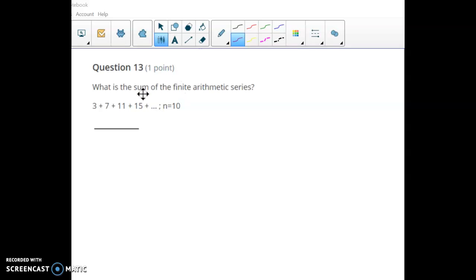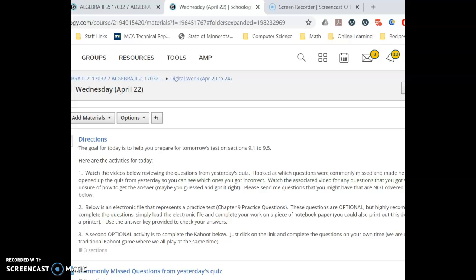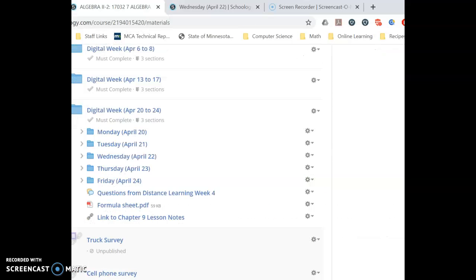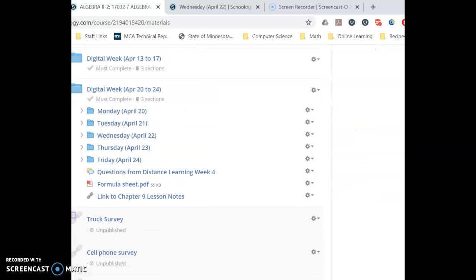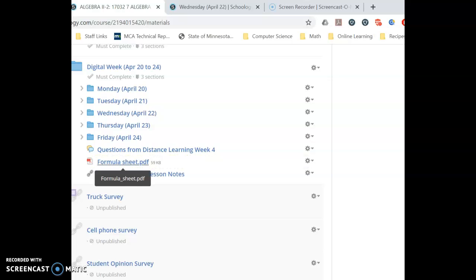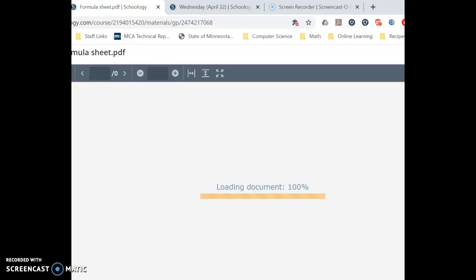Alright, this is topic number 13, sum of a finite arithmetic series. Again, if you're not sure what formulas to use, there's a formula sheet. If you go out here on Schoology, sorry, this doesn't quite fit on there, but this is just our page here, and I put it in a whole bunch of different spots. So here's one example of where it is, and just click on it, and it'll give you a bunch of different formulas broken down by series, sequence, and then is it geometric or arithmetic.